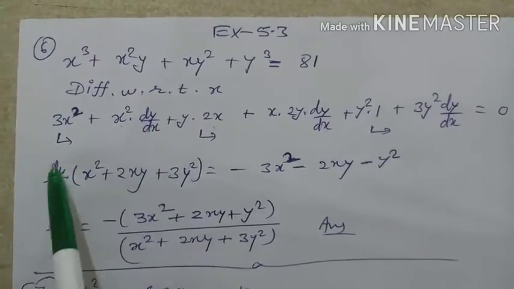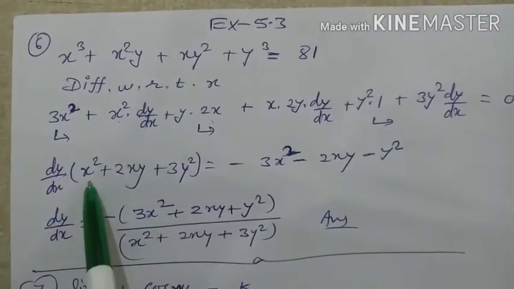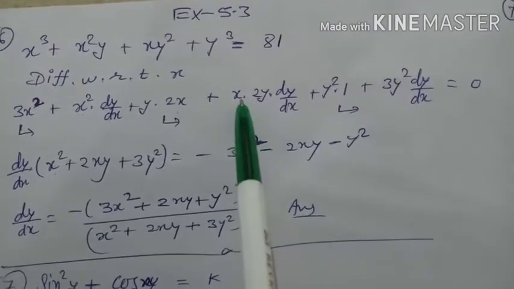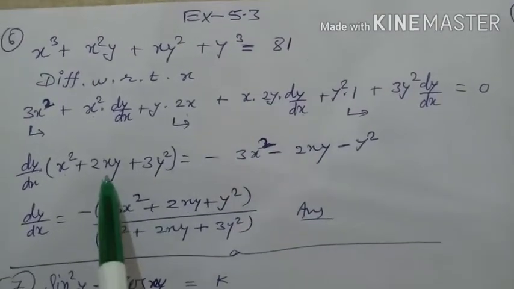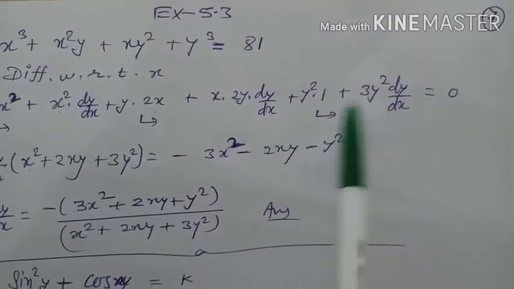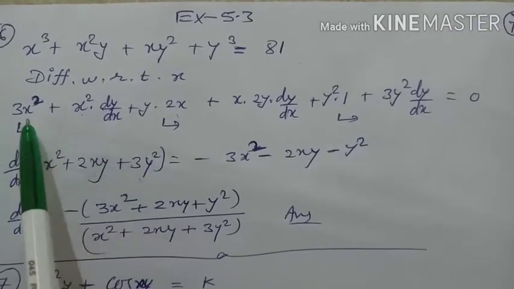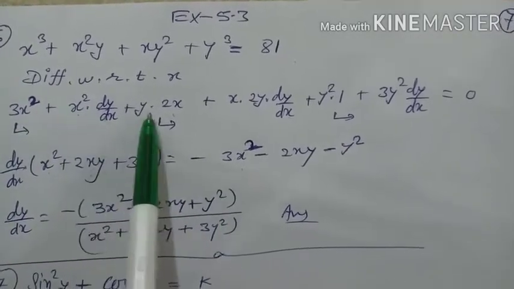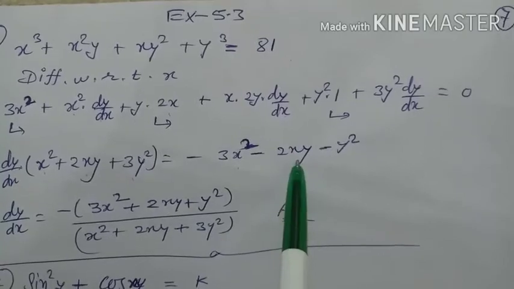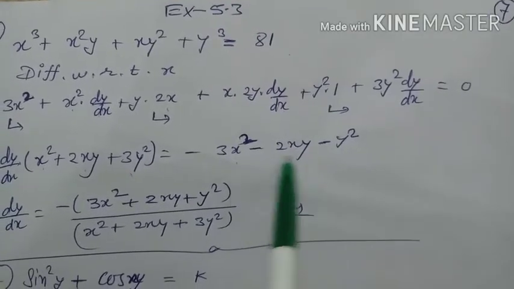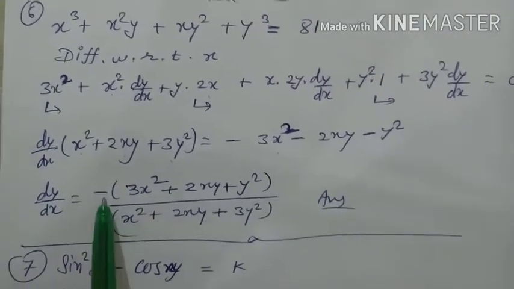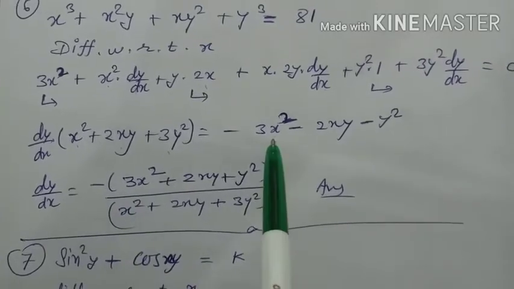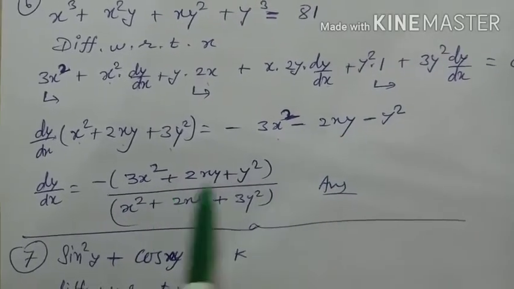So dy upon dx is common, so only x square remaining, and from here it will be 2xy, and from last term it is 3y square, and 3x square, it will be negative, 2xy, it will be negative, and y square also negative. All terms are negative, so take minus sign is common out. So only 3x square plus 2xy plus y square remaining.